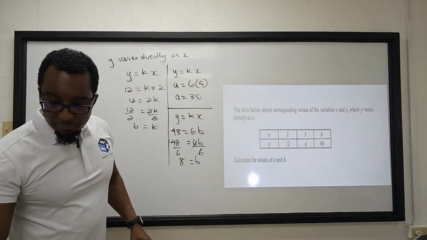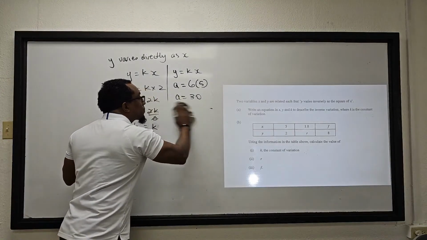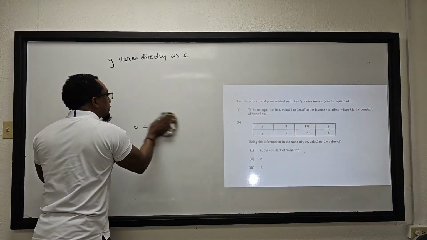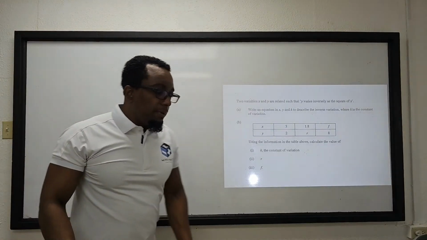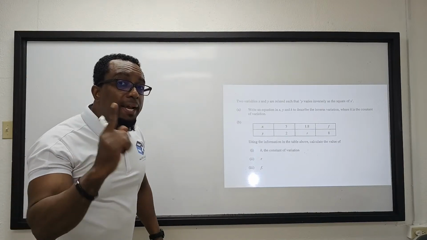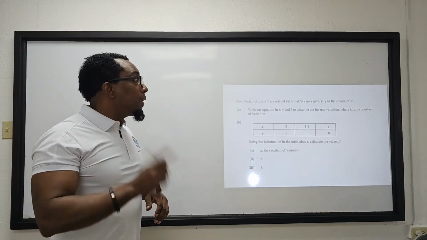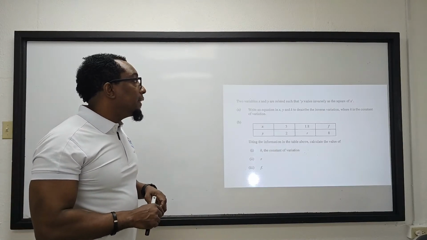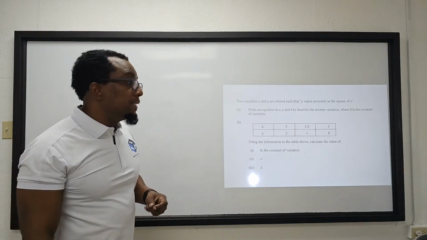Let's get another. Two variables x and y are related such that y varies inversely as the square of x. Write an equation in x, y, and k to describe the inverse variation, where k is the constant of variation or constant of proportionality.